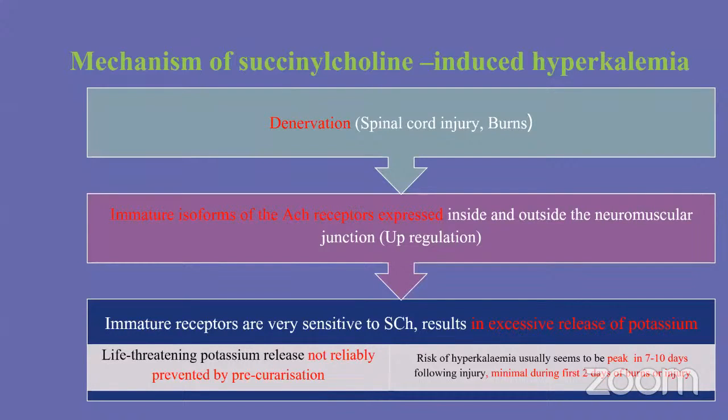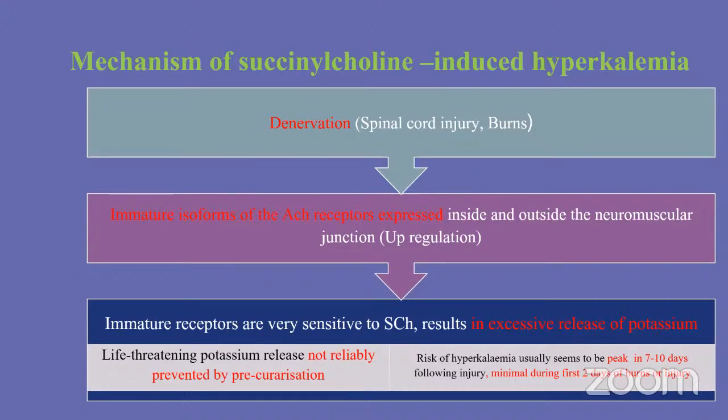So this denervation leads to an immature isoform of acetylcholine receptor being expressed inside and outside the neuromuscular junction. These immature receptors are very sensitive to acetylcholine, resulting in excessive release of potassium. This life-threatening potassium release is not reliably prevented by precurarization. Remember that we can't prevent the hyperkalemia by precurarization.